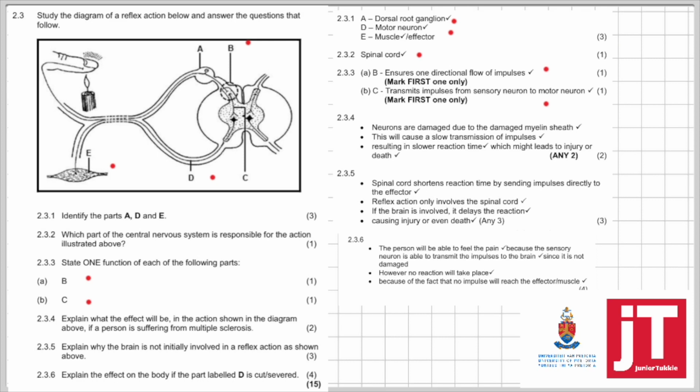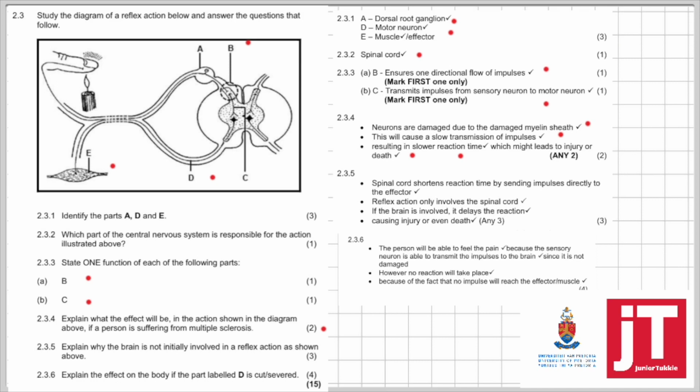234. Explain what the effect will be in the action shown in the diagram if a person is suffering from multiple sclerosis. Very nice question. Now, we know with multiple sclerosis, the myelin sheath of the neuron is damaged. That will slow down the transmission of the impulse. And what does that mean? That will mean slower reaction time. It can lead to injury or death.